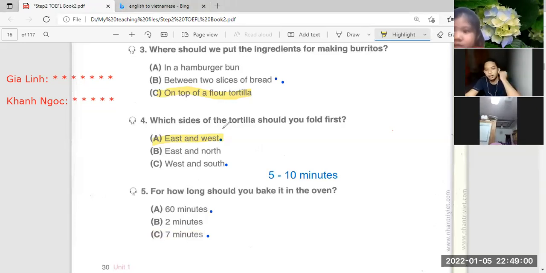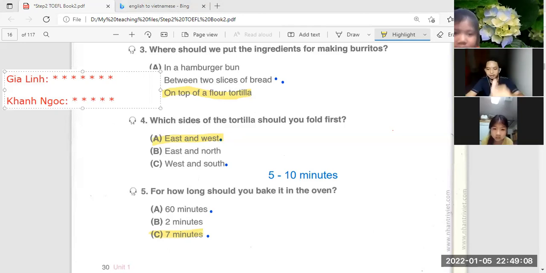So, number 3, no one got it right. Number 4, Yelling got 1 star. And Ken Ngok got 1 star. Perfect.